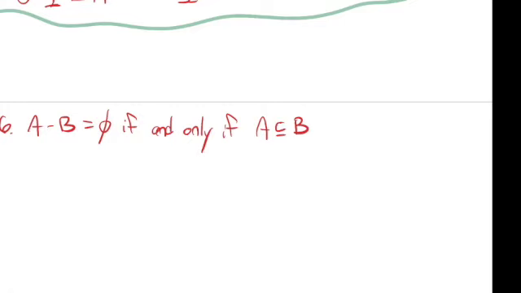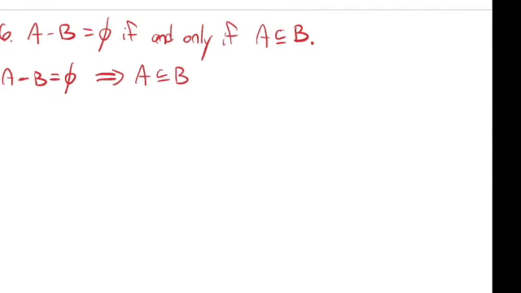Okay. Yes. So this is the statement that we're trying to prove. And so this is an if and only if. So this means you need to prove both directions, right? So you would need to show A minus B equals the empty set implies that A is a subset of B. And then you would also need to show the other way, that if A is a subset of B, that implies A minus B is equal to the empty set.